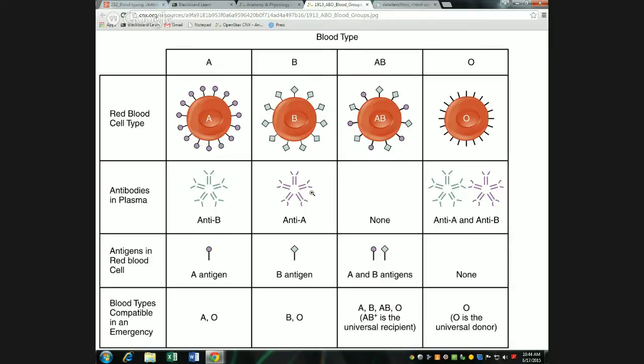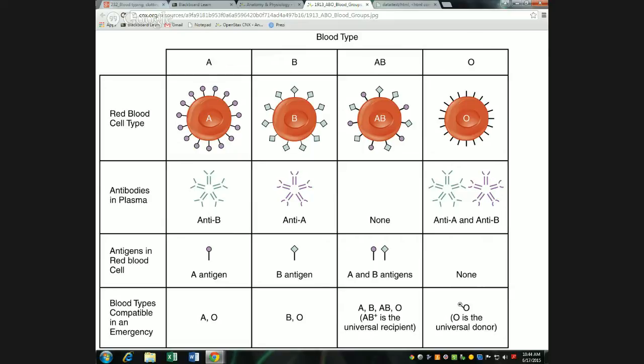So people with type A blood can get transfusions of type A or type O. People with type B blood can only get B or O. People with type AB blood, since they have neither antibody, can get any type of blood transfused in. People with type O, since they have both antibodies, can only get transfusions from other type O blood. And this doesn't even deal with the positive negative thing.